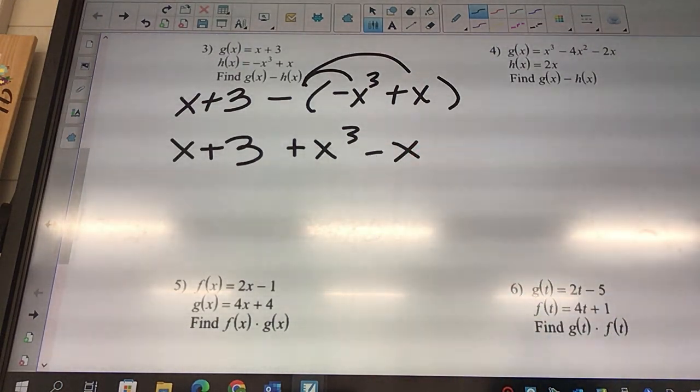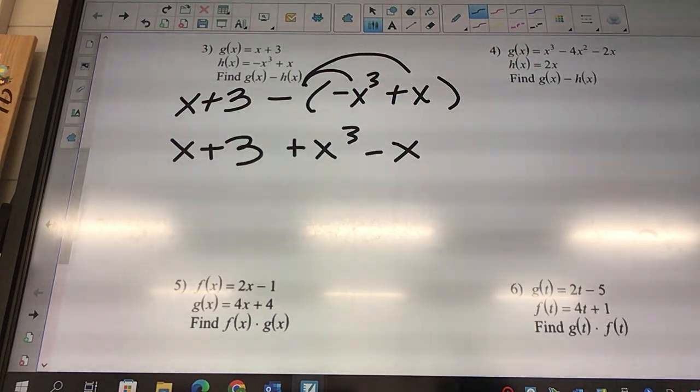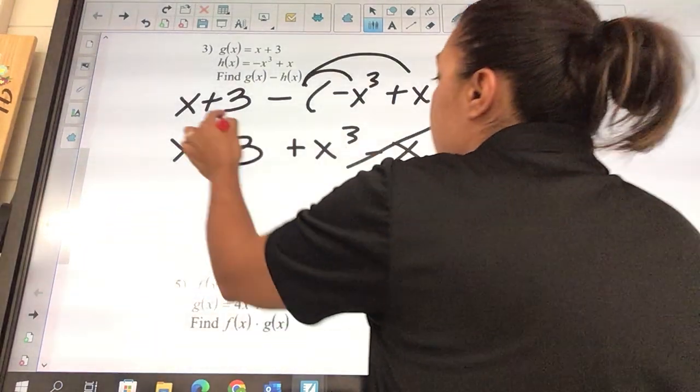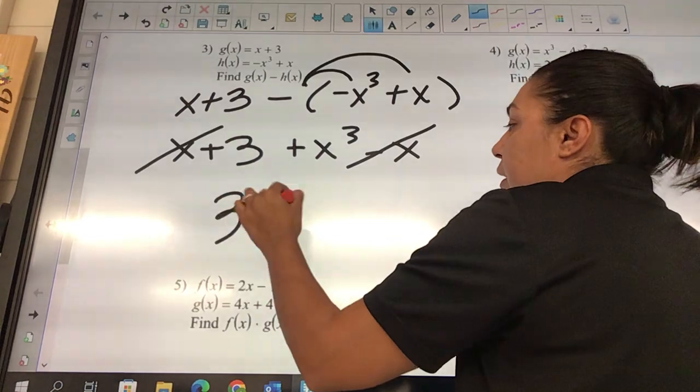Okay, and then we're going to combine like terms. What can we combine? x and x. What is 1x minus x? 0. Nothing. So these really just cancel out, and you're left with 3 plus x³.